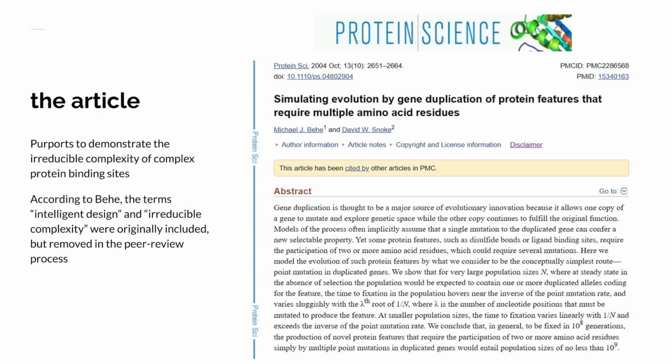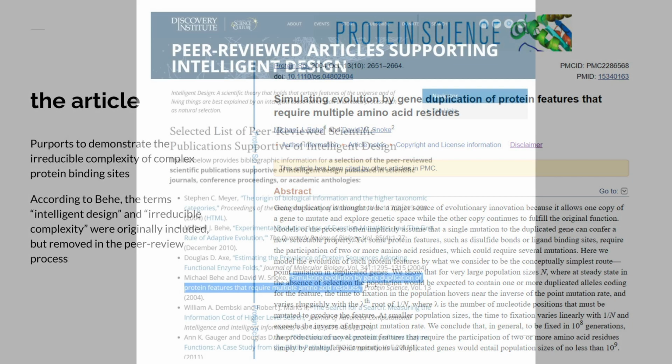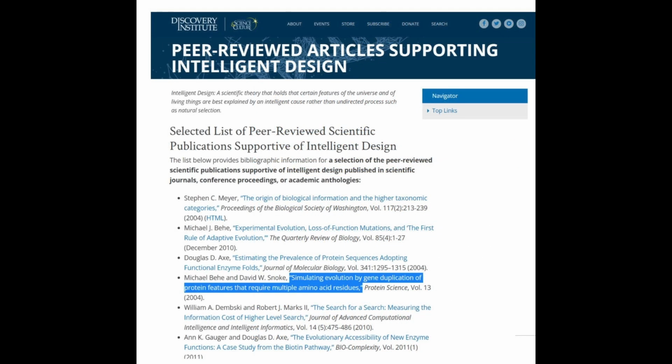Behe has claimed that this paper supports irreducible complexity and therefore intelligent design. The paper doesn't mention intelligent design or irreducible complexity, but that's apparently because the reviewers asked Behe to remove them before publication, since Protein Science is a real scientific journal. According to Behe, the terms were originally included, but they were removed in the initial peer review process. Nevertheless, the Discovery Institute has the paper on a list of peer-reviewed and peer-edited scientific publications supporting the theory of intelligent design.